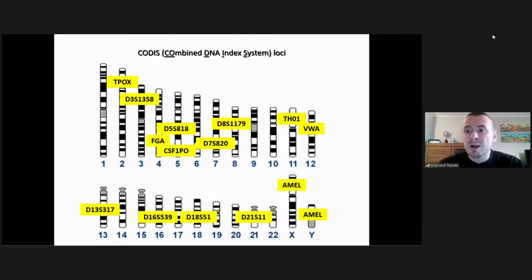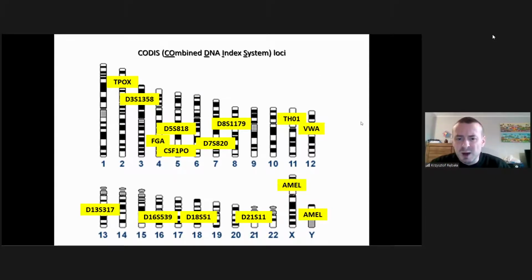Okay, so where do the names of these markers come from? Some names of the markers come from the genes within which they are located. For example, VWA is an STR marker which is located within the intron of a gene encoding von Willebrand factor. But right now, the majority of STR markers used in forensic genetics are located far away from any genes.